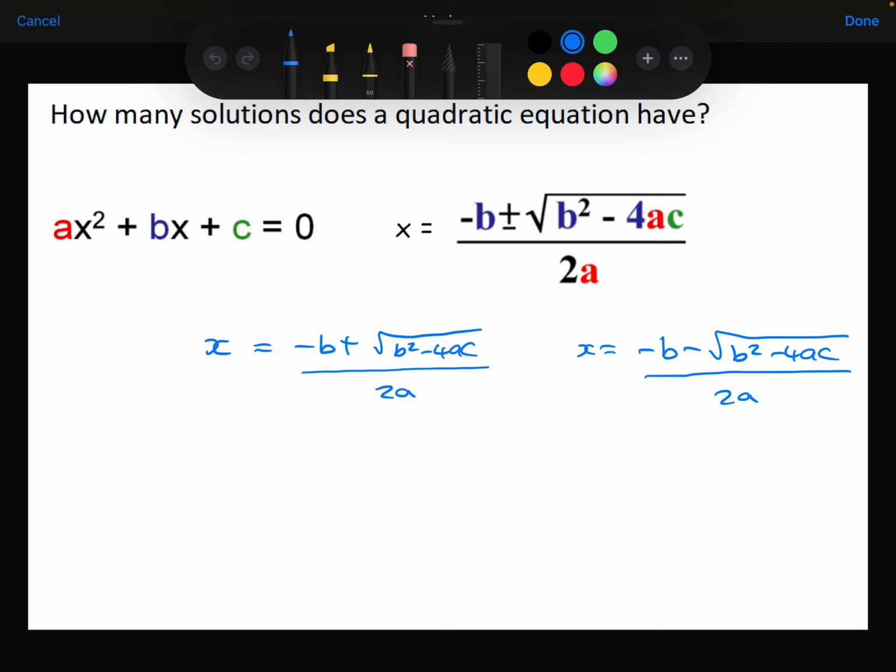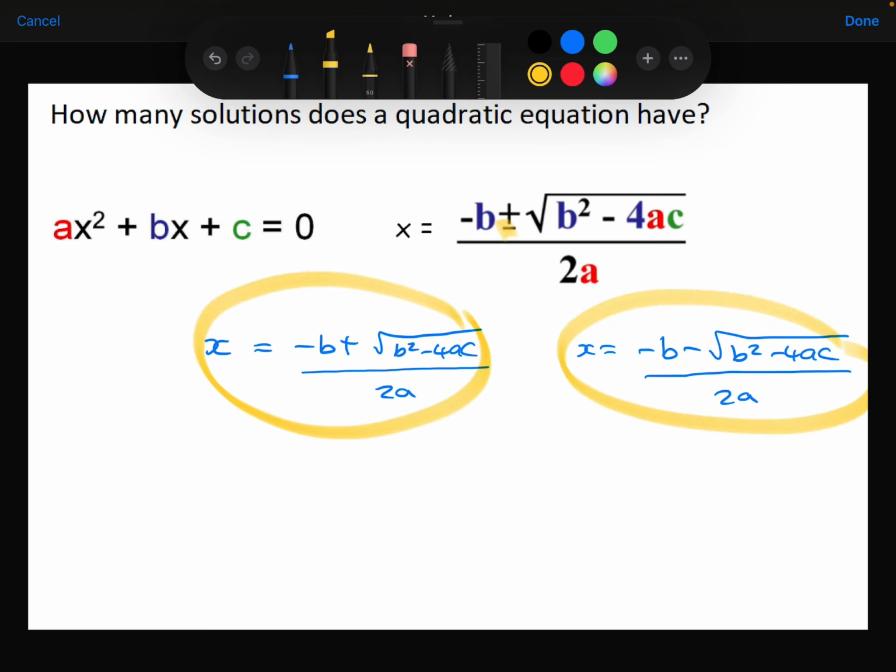Now, you'll remember that we do this formula twice. Once when we add, and then we repeat the process when we subtract. And most of the time that gives us two different solutions. But that's not always the case.